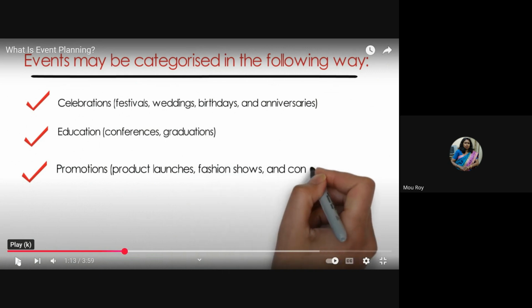Celebrations can be festivals, weddings, birthdays, engagements, anniversaries, and so on. Education can be conferences. Then you have graduation day, known as convocation day, when you graduate from a university and are awarded the certificate. So that is known as convocation day.